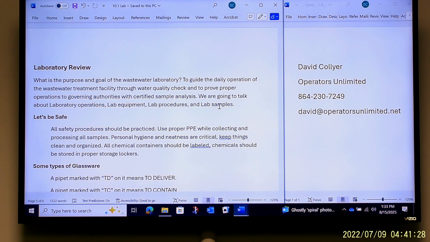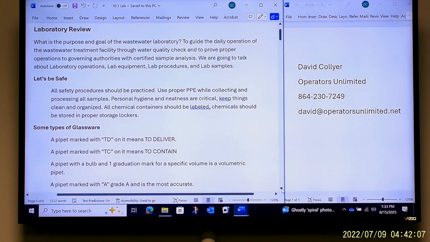As part of this review, we're going to talk about the purpose and the goal of a wastewater treatment laboratory. Our goal is to guide the daily operation of the wastewater treatment facility through water quality checks and to prove proper operations to the governing agencies with certified sample analysis. We're going to talk about laboratory operations, the lab equipment, the procedures, and the samples.